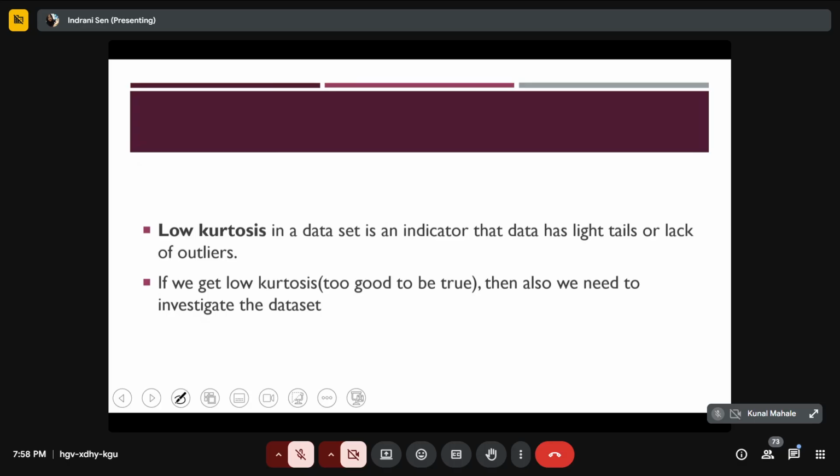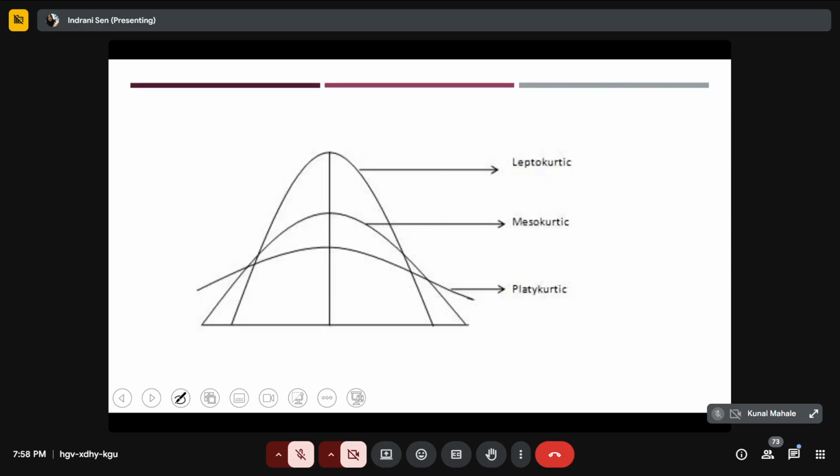Low kurtosis in a dataset is an indicator that data has light tails or lack of outliers. If we get low kurtosis, then we need to investigate the dataset. As per kurtosis, we have three types in your data. One is called leptokurtic, the second is called mesokurtic, and the third is called platykurtic. Leptokurtic is when your outliers are very high, like it is going high like this. Next, we have mesokurtic, and then platykurtic when we have little or no outliers.